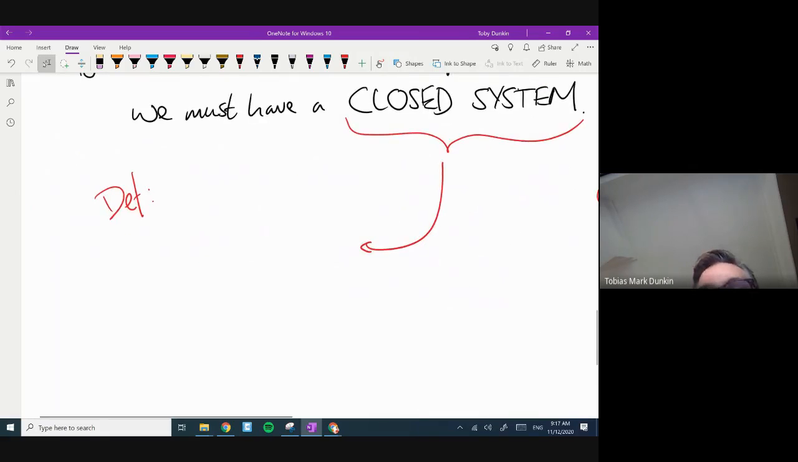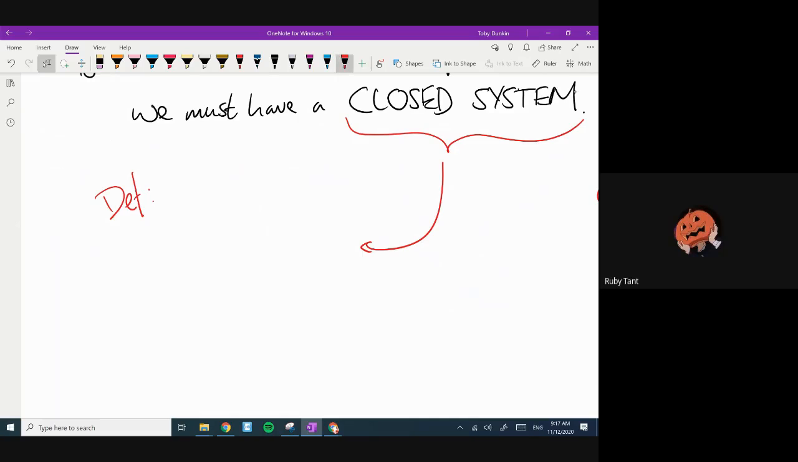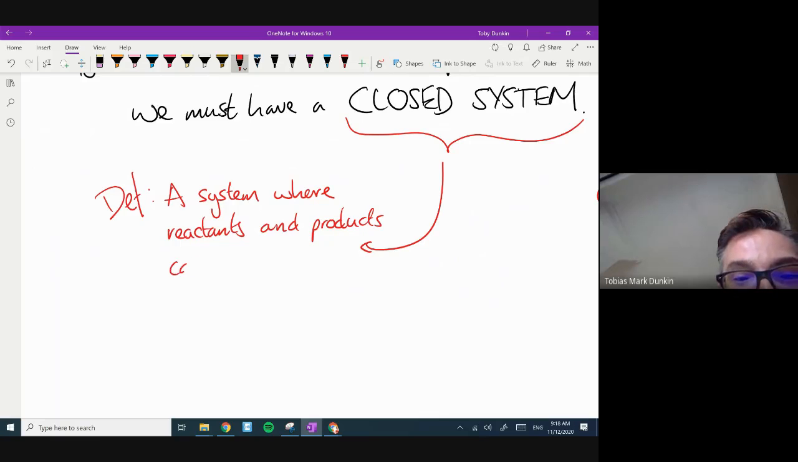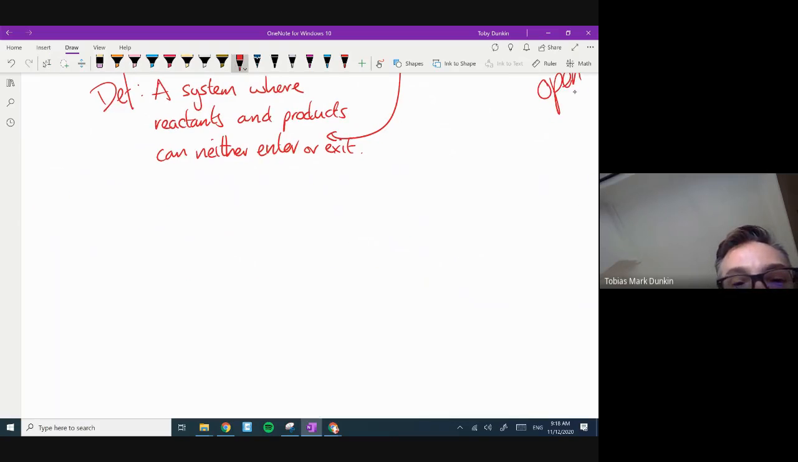So what we need to do is the definition of a closed system, Ruby, do you want to guess? A system that... Sorry, I'm trying to think how you'd word it. You're doing fantastically, Ruby. A system where something and something... reactants and products. Yes, well done. You're such a star. A system where reactants and products can neither enter or exit. A closed system. And by the way, it's really easy to close a beaker. Put a lid on it.